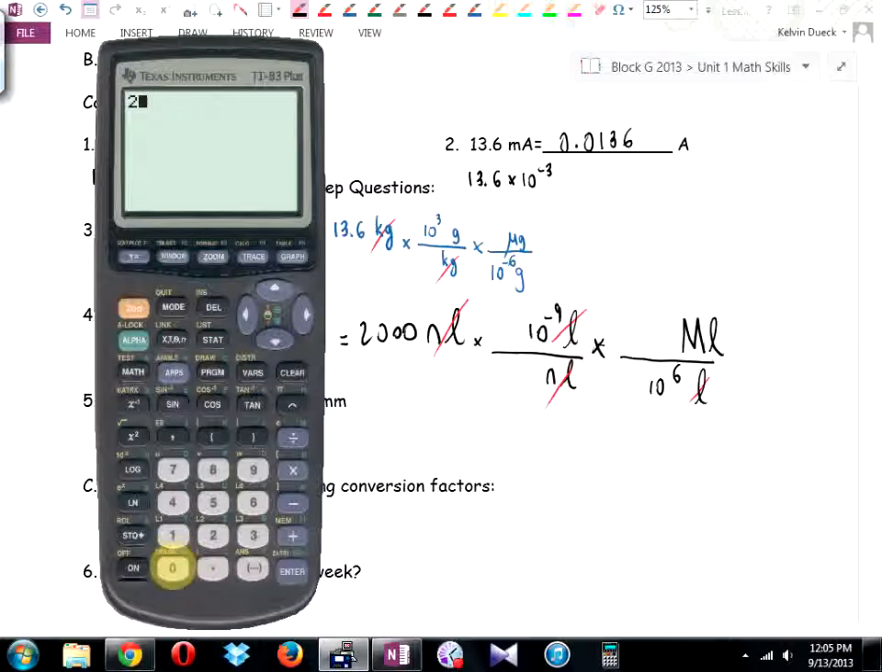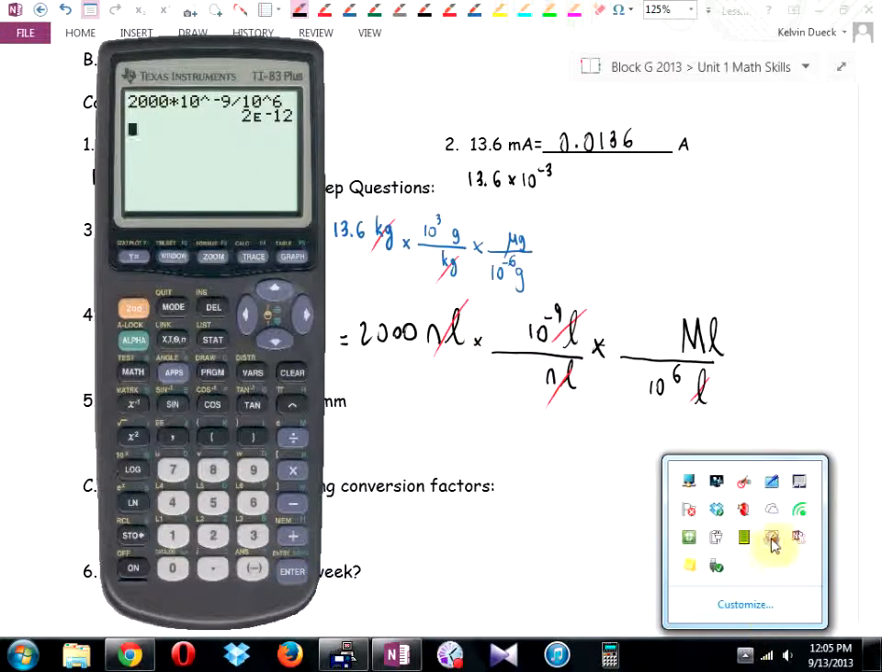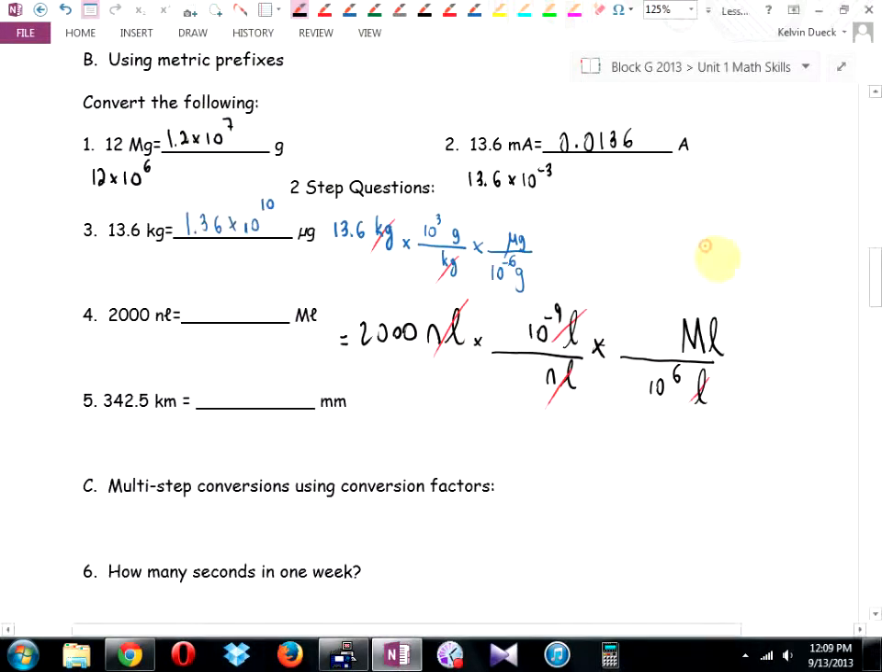I'm going to type 2,000 times. I'm not going to be using my scientific notation button at all during a conversion. It's going to be 10 to the power of negative 9 divided by 10 to the power of 6. Now, if there's calculator glitches, let me look. I get 2 times 10 to the negative 12, yes? If not, we'll try another one.